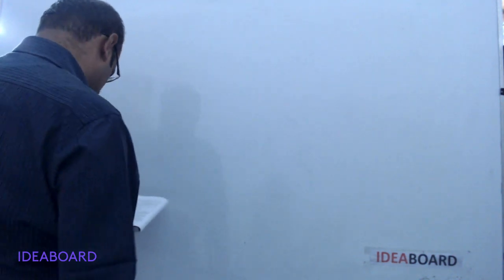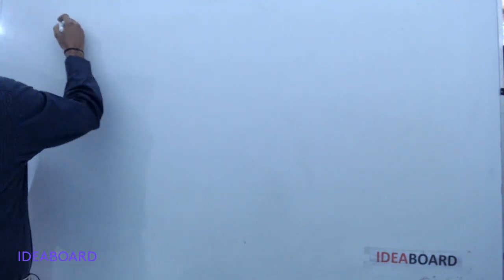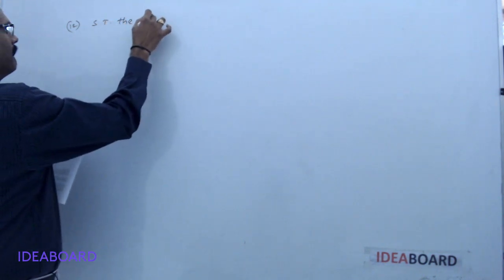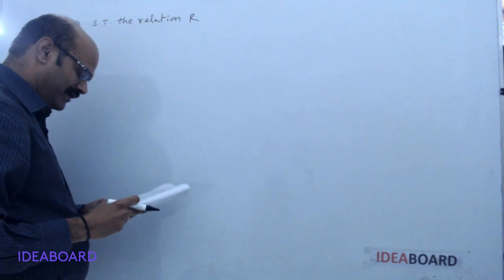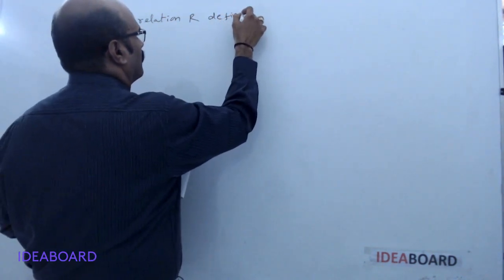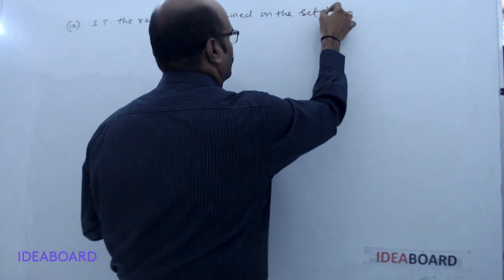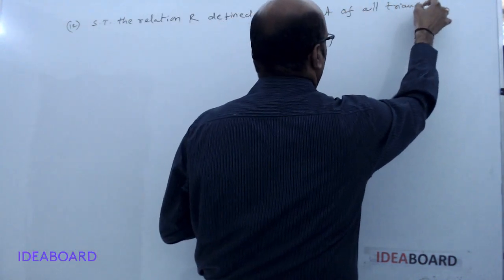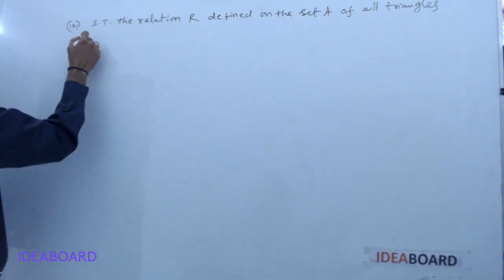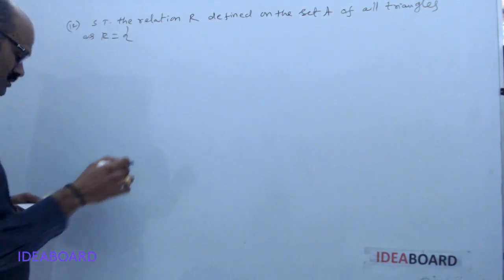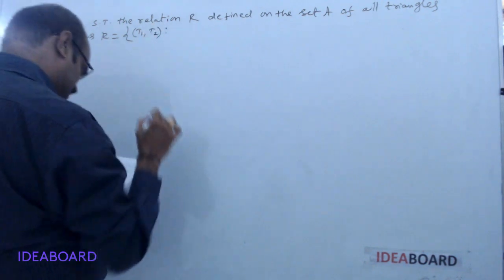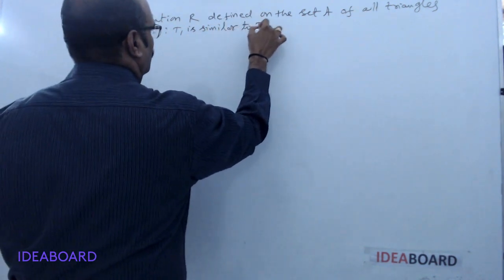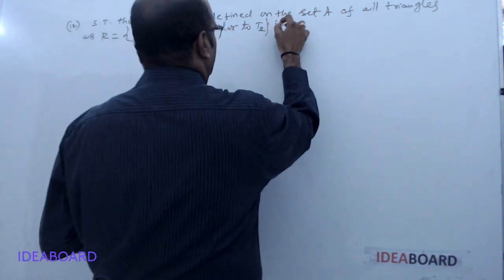Next problem. Show that the relation R defined on the set A of all triangles as R equal to {(T1, T2) such that T1 is similar to T2} is an equivalence relation.